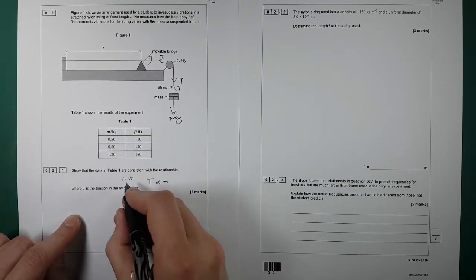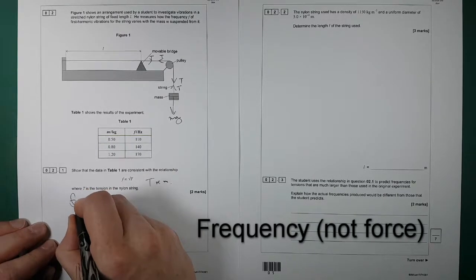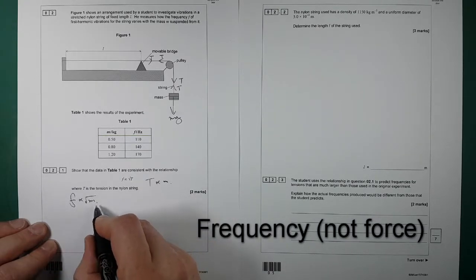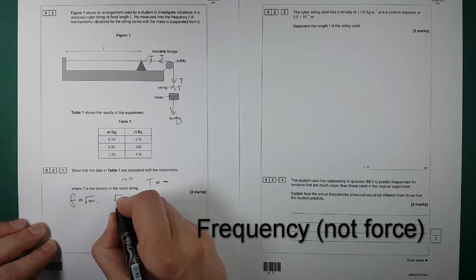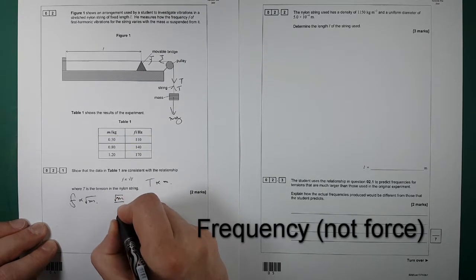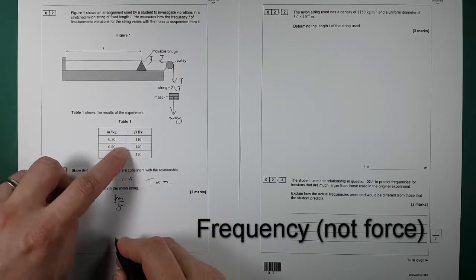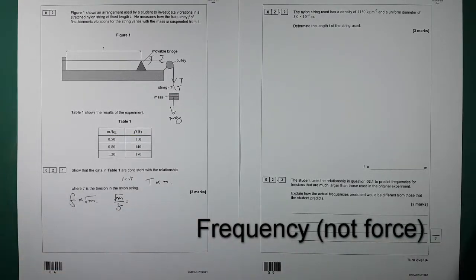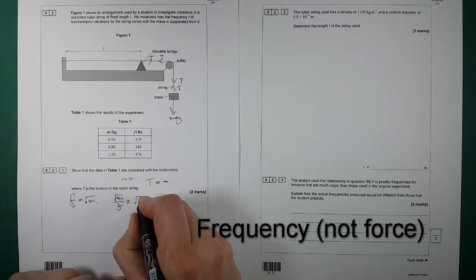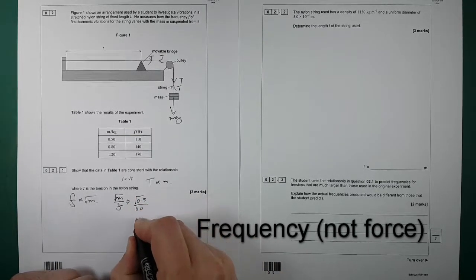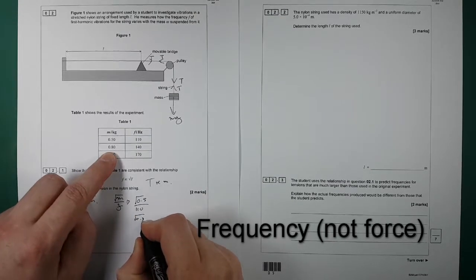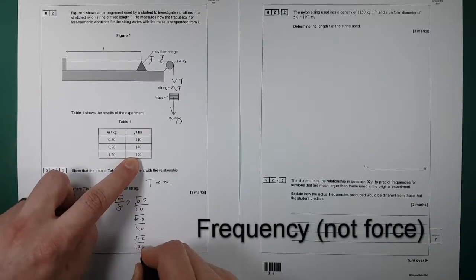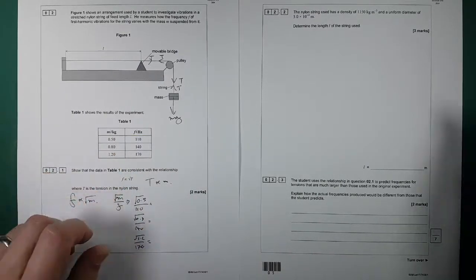So all we need to do then, if that's the case, is that the frequency is also proportional to the square root of the tension, which means that if we have the square root of the mass and we divide it by the frequency, we should get the same number for each one. We should get a constant. So we're just going to work it out for each example. We've got the square root of 0.5 divided by 110, the square root of 0.8 divided by 140, and the square root of 1.2 divided by 170. And we need to work all of those out.